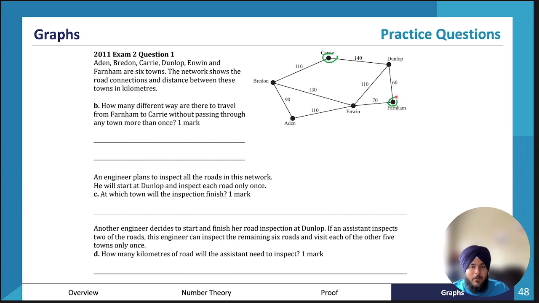What about 1, 2, 3, 4? That's another way. So currently we have 3. Next we have 1, 2, 3, without passing through any town more than once. Oh, okay, so we can't pass through any towns more than once. That's all good. I was just checking this one. Oh yeah, that one's good. This one. Okay, so we have 4 in total.